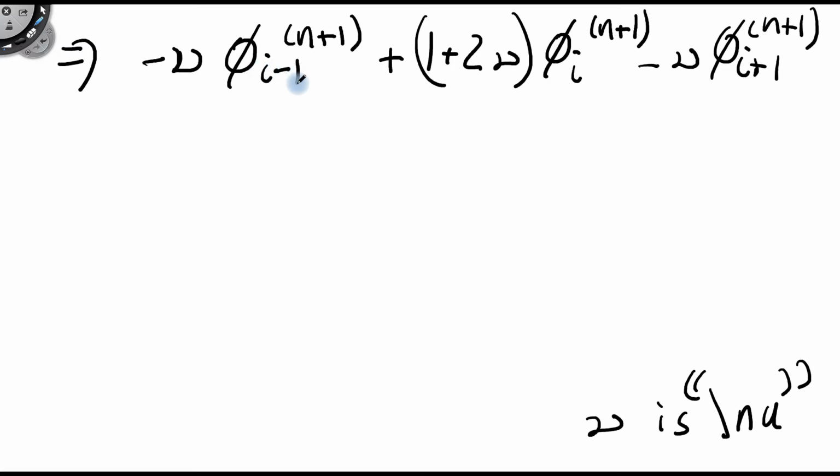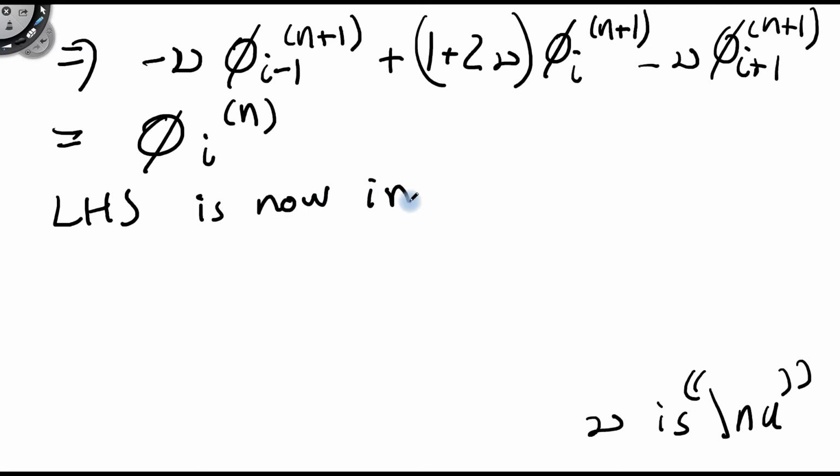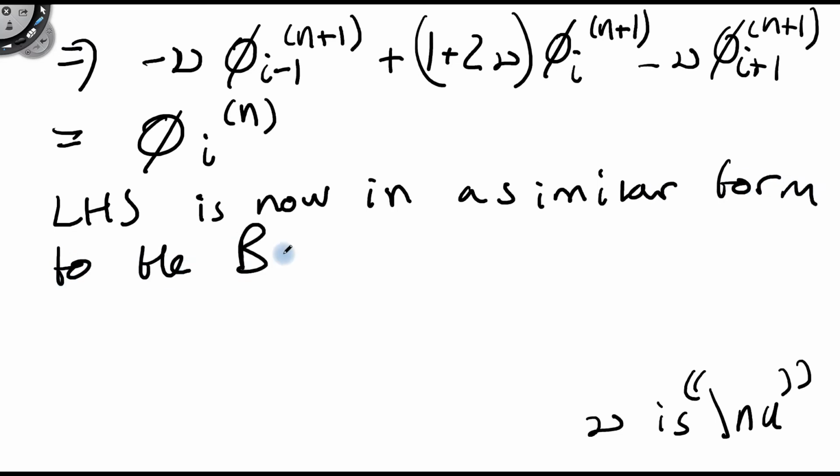So we brought all the n plus 1 terms in the superscript over to one side. These nu's are all constants for a given problem. And we've got the terms in I minus 1 here, terms in I here, terms of I plus 1 here, and that's our left hand side. That equals, there's not enough room to put it on one line, phi I to the n. So the left hand side is now in a similar form, although there's more indices, to the boundary value problem.